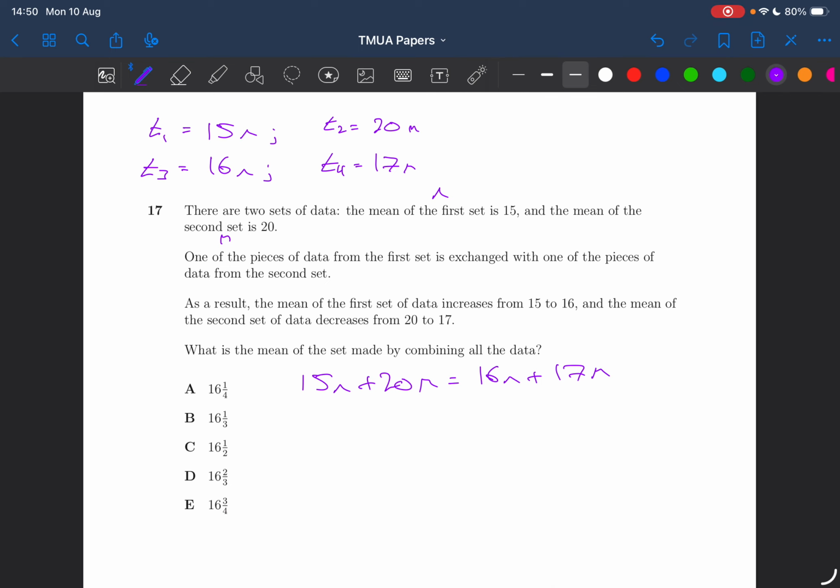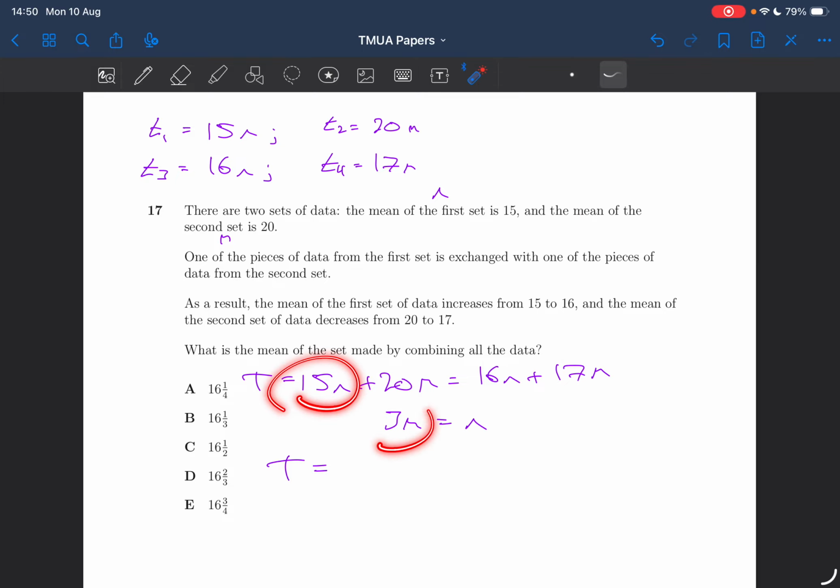So we can subtract some bits across, we'll have 3m is equal to n. This is good. From here then, what we can do is take any one of these equations. So let's look at this one, and I'll plug in instead of the n, the 3m. So we can see the total, like just the full total, isn't it? So full total then will be 15 times 3, 45, plus a 20 is 65. Lots of m.